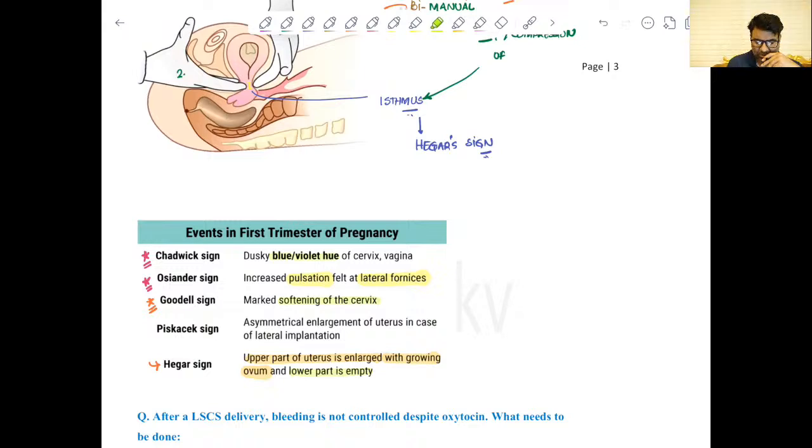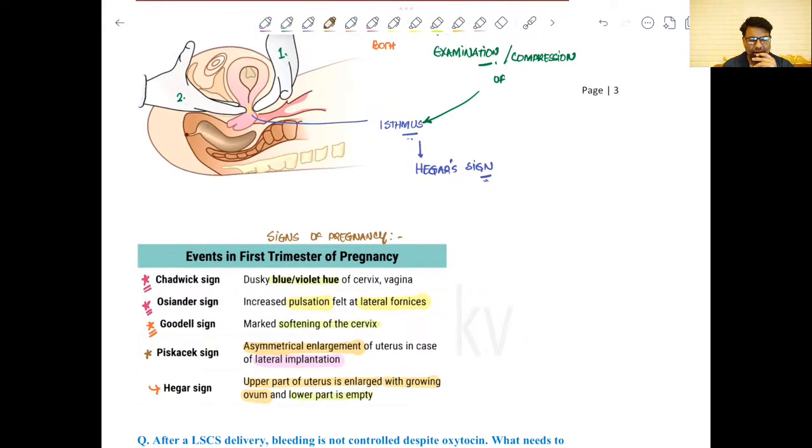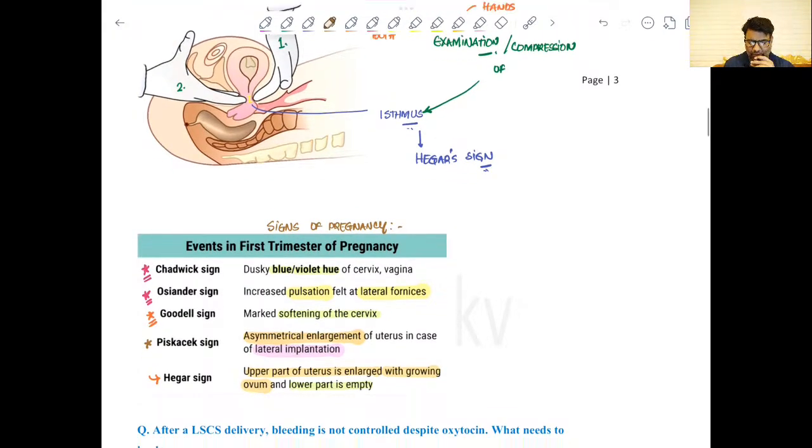And then there is Piskacek's sign, where there is asymmetrical enlargement of the uterus because of lateral implantation. So these are a few signs of pregnancy, right? One should be well versed with them because they have been asked many times. So Chadwick sign, Osiander, Goodell's, Piskacek's, and the important one, Hegar sign. Clear? So please remember these signs of pregnancy.